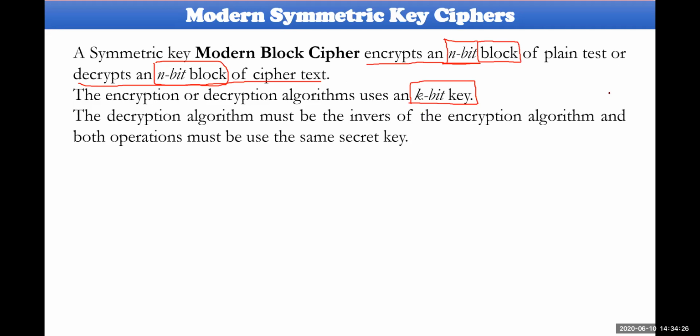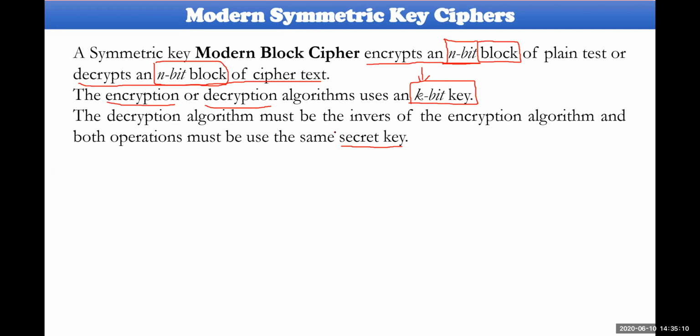But here the key size will be k bits. The number of bits within the key will be k bits, and it could be used for both the encryption and decryption algorithms. This encryption and decryption algorithm operate on the same secret key. Here also we call it a secret key. Symmetric key always uses only a secret key. Only one key is used to perform encryption and decryption, so it is called a symmetric cipher or symmetric key cipher.